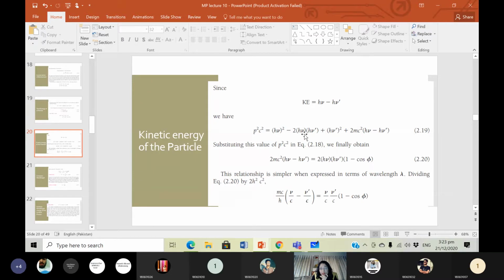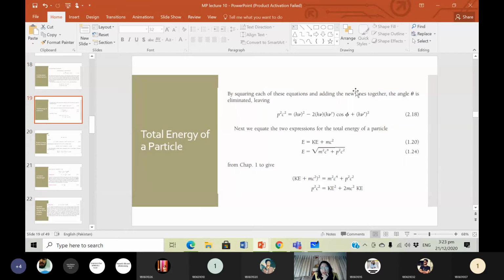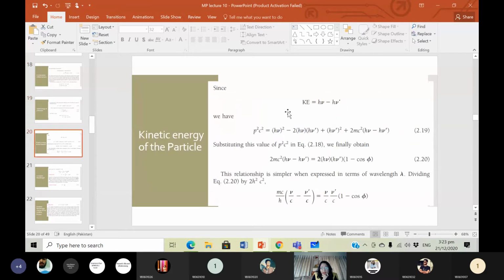2mc squared times h nu minus h nu dash is equals to this thing. Basically, we have equated this equation with this equation. Okay? So now we have this.